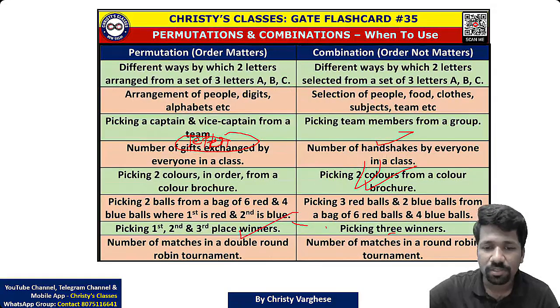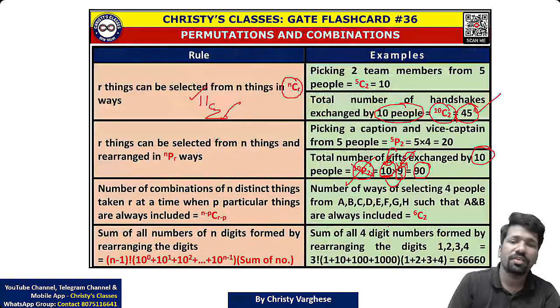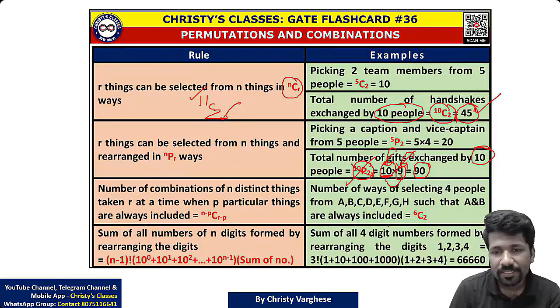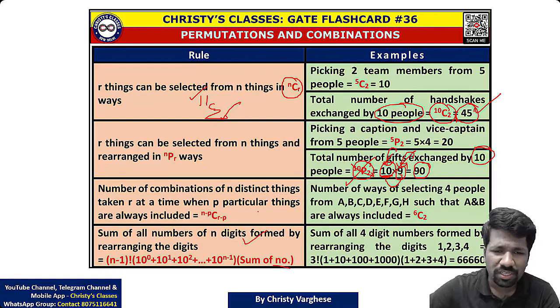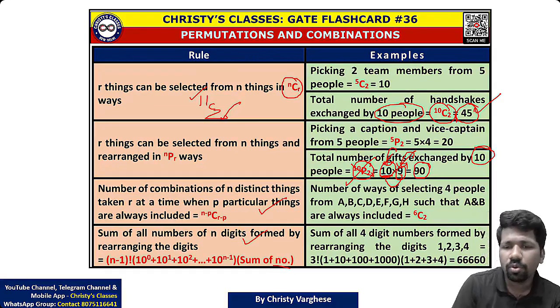So more examples of permutation combination differences I have given here. So then what? These two situations, not asked, but if you want, you can go through it.